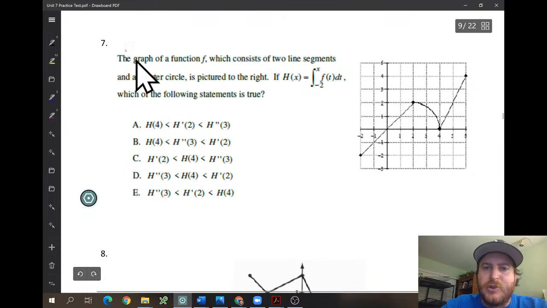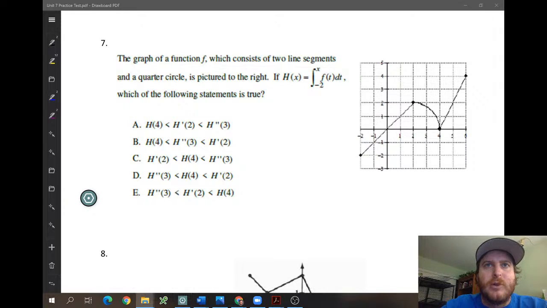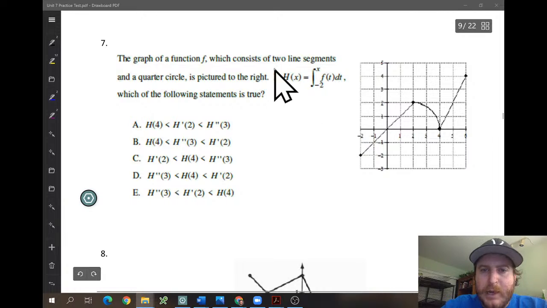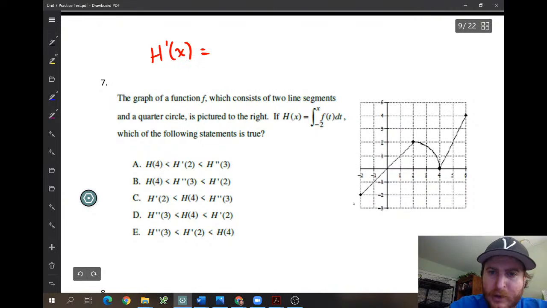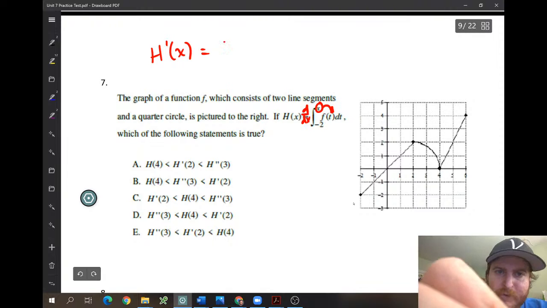Next up, this is a super common type of question. I really, really like this question. So this is definitely a very, very common question that we could have. And so we're given h of x equals the integral from negative 2 to x of f of t dt, and we're given the graph of f. So what we want to immediately do is write down h prime of x, which would be the derivative, so it'd be f of x.